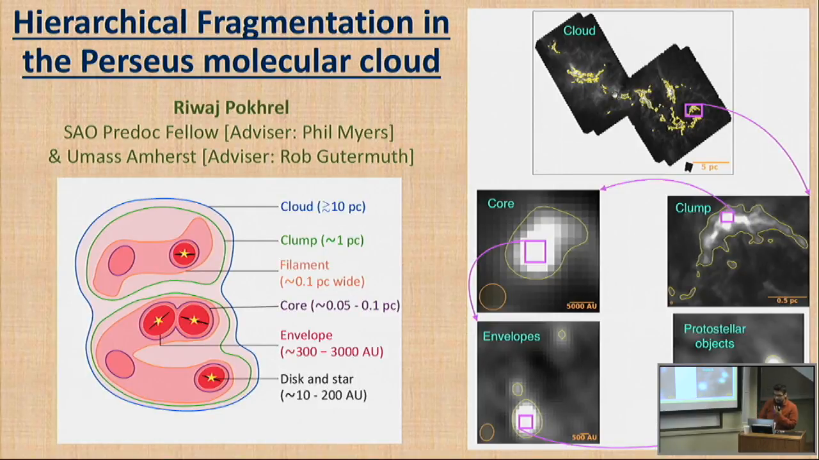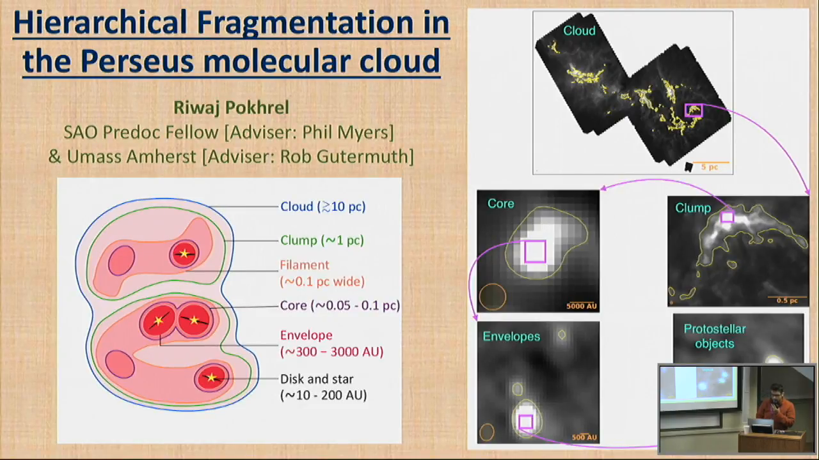So this is one example of the hierarchical structure seen in the Perseus molecular cloud. We have the whole cloud itself with different clumps. If we take one particular clump, this is L1448, then we see the presence of different cores. Take one core, this one, and then we see presence of different envelope scale structures. Again, take one envelope scale structure, different protostellar objects.